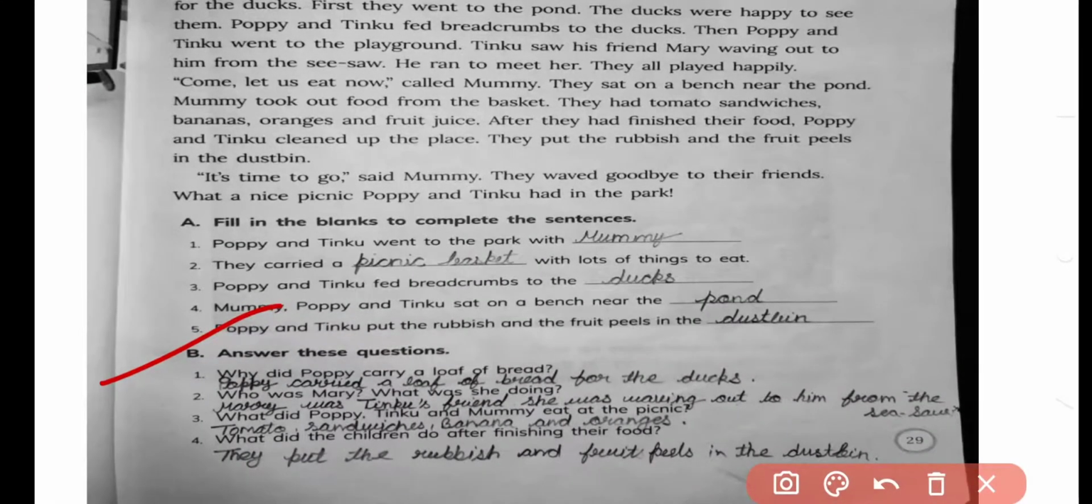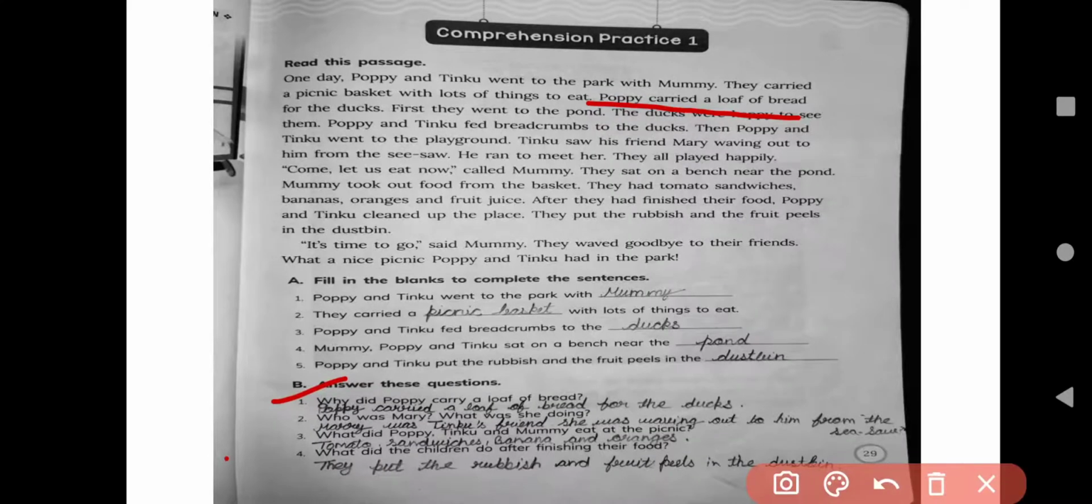Why did Poppy carry a loaf of bread? Why did he carry it? Here we have the answer. Poppy carried a loaf of bread for the ducks. Okay, and the next, who was Mary? What was she doing? Who was Mary? Yes, here, Mary was Tinku's friend, and she was waving out to him from the seesaw. Next is, what did Poppy, Tinku and Mummy eat at the picnic? What did they eat? Here, they had tomato sandwiches, bananas, oranges and fruit juice.